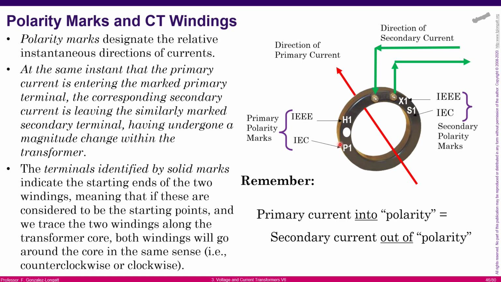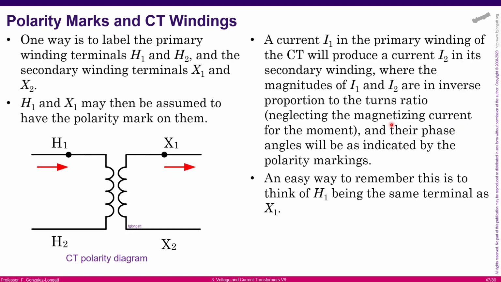Okay, IEC also has a code. In this case, for the primary P1, if the current is going into P1, you will get on the secondary current going out at S2. Okay, it's something extremely simple. Here you can see the circuit diagram. In this case, current in H1 means current going out at S1.